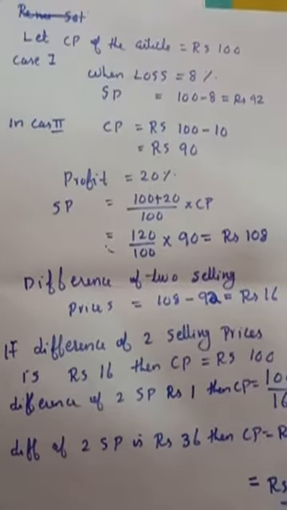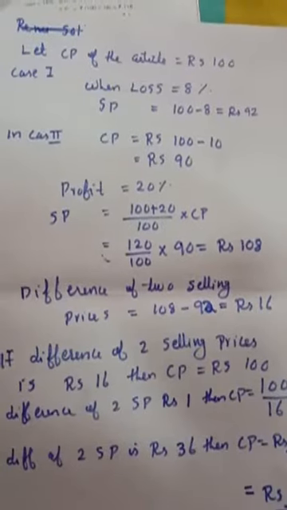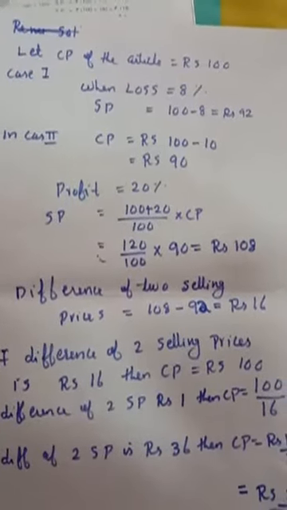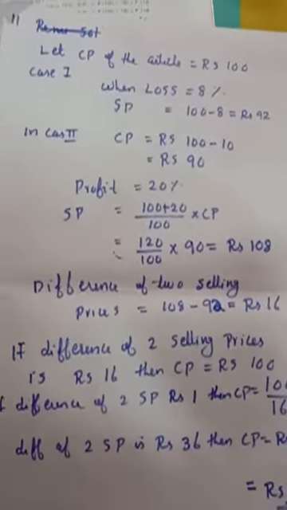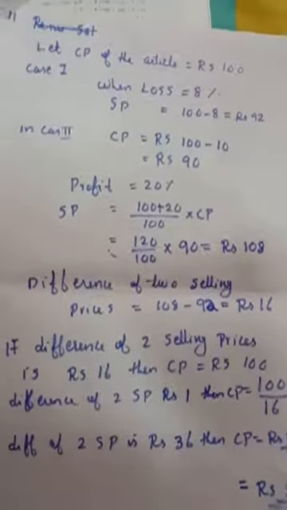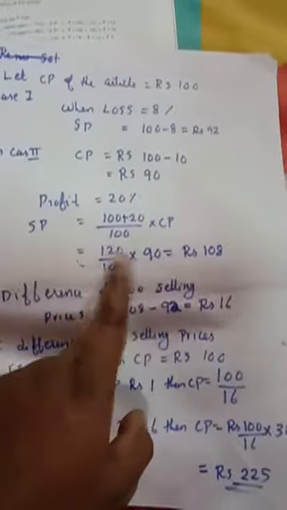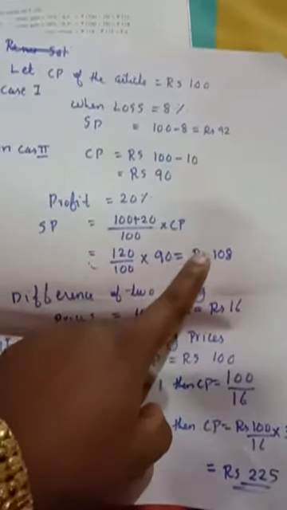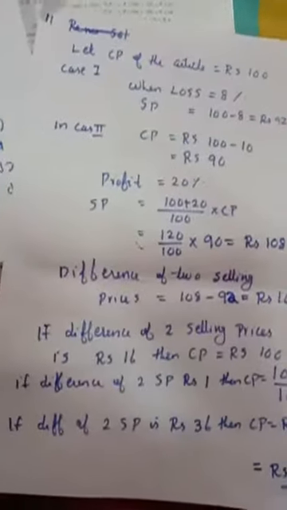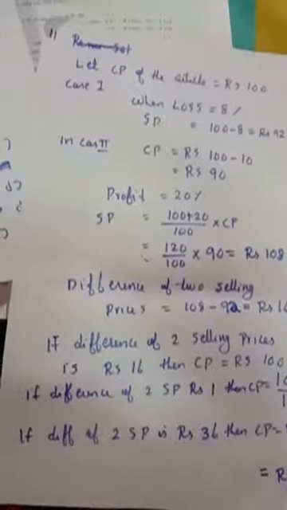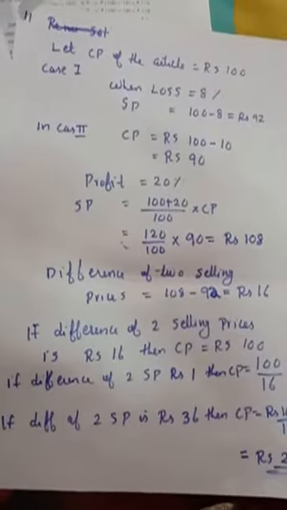What is the SP? 100 plus 20 by 100 into 90. CP 90, you know. So 120 by 100 into 90. 10 0 get cancelled here. One more 0 here. 12 into 9, 108. 108 rupees. So what is the difference in two selling prices? First the selling price 92.